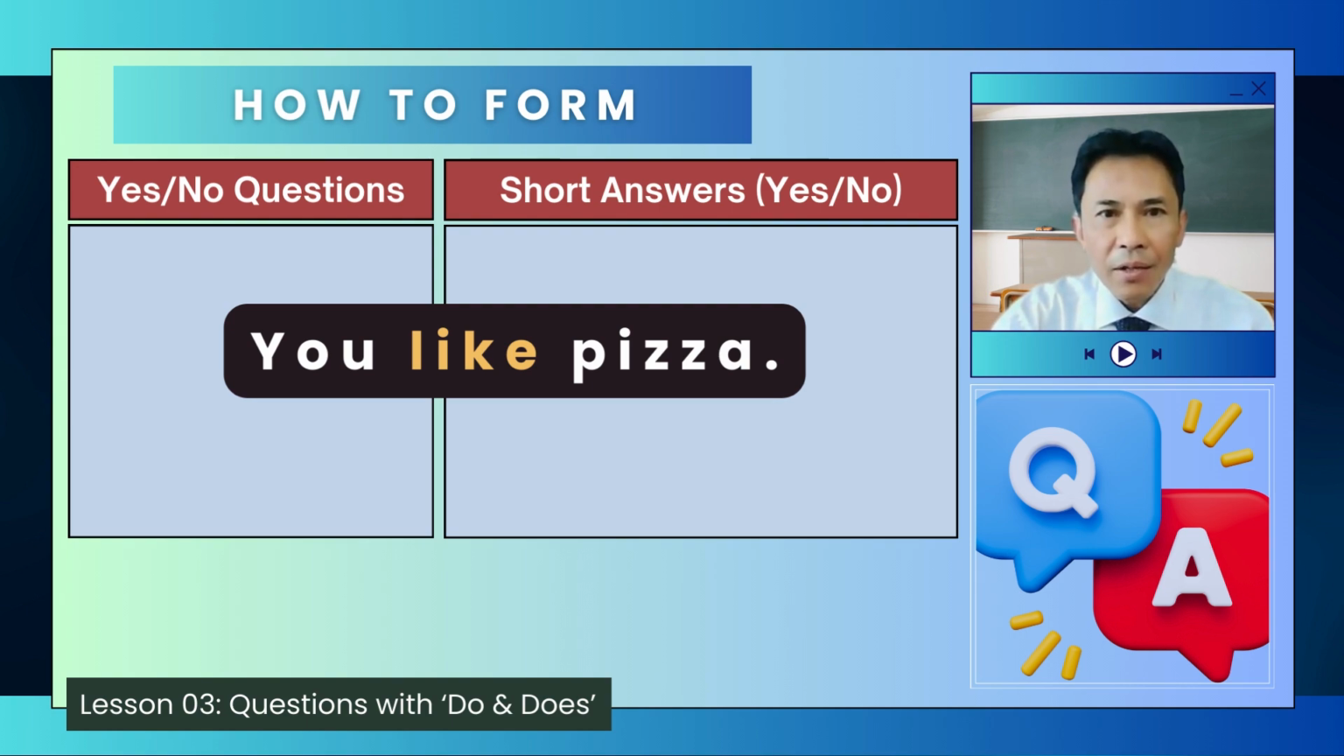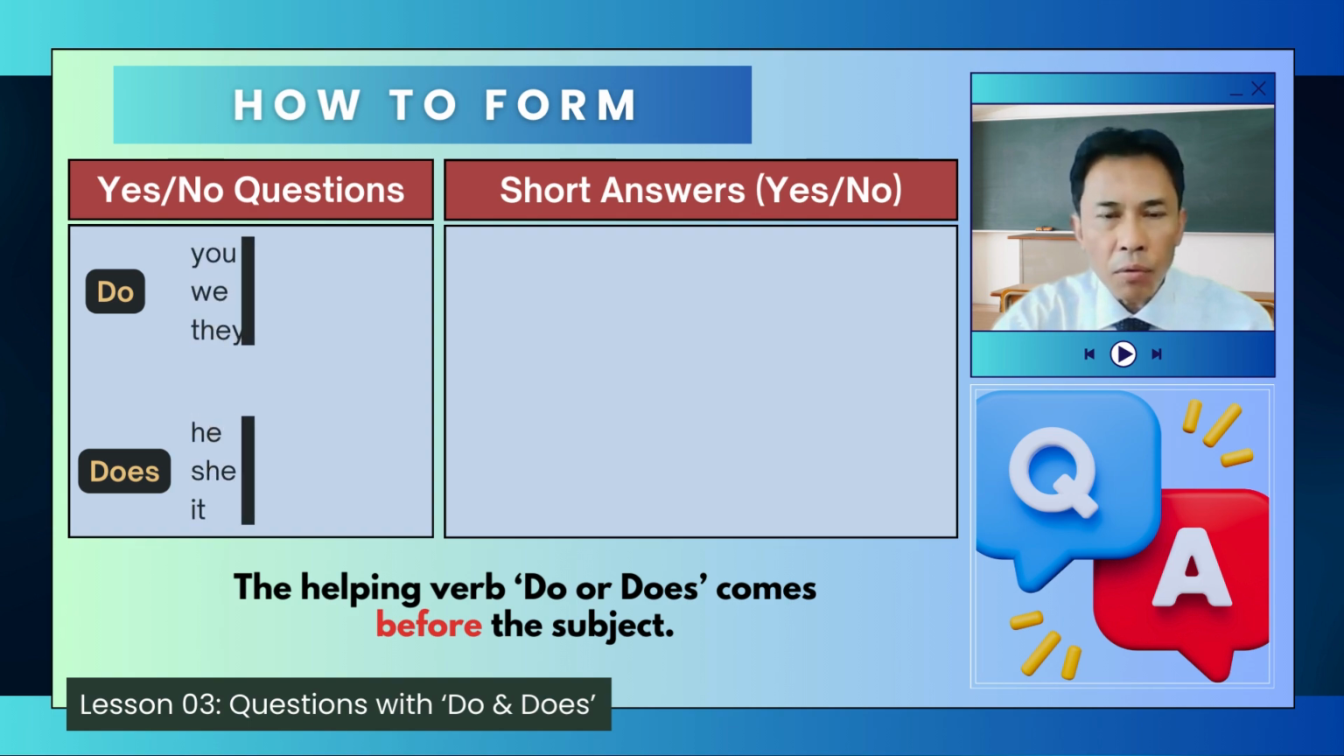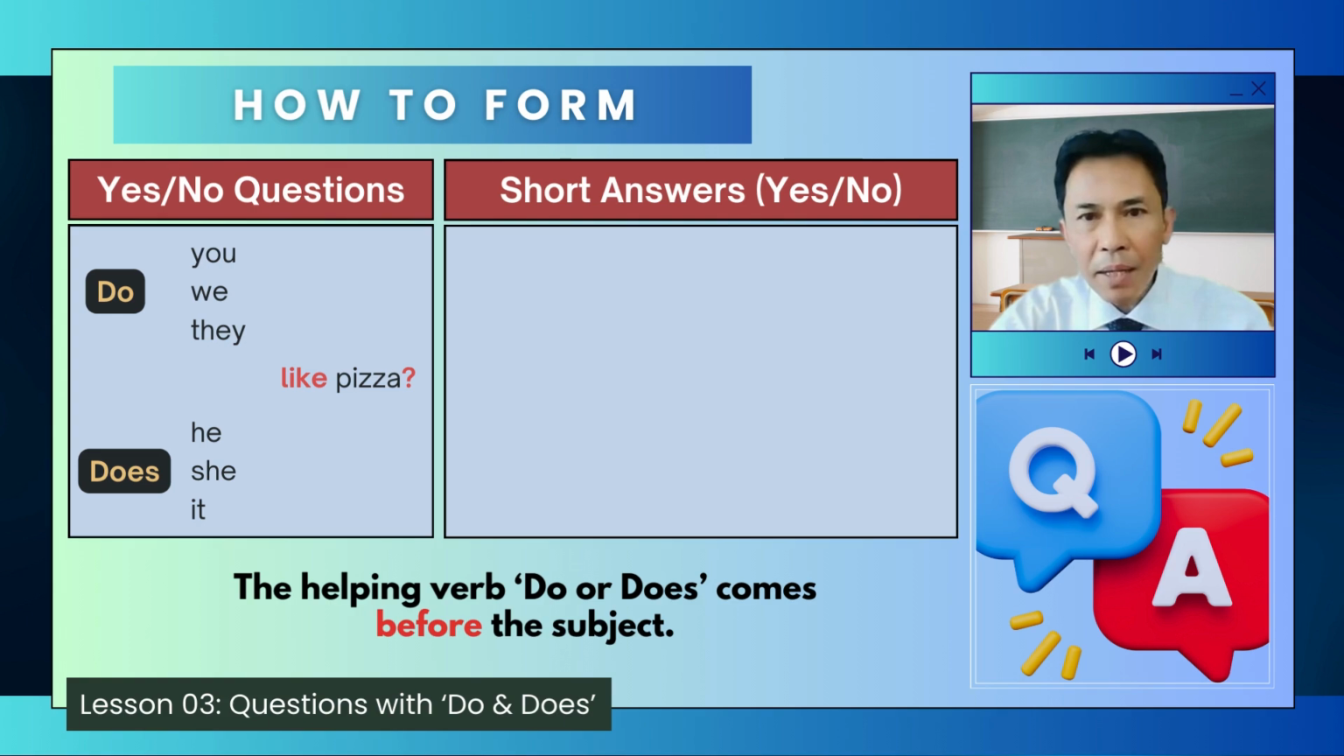This is not a question, it is a positive sentence. You like pizza. So, to change this sentence to a question, we use the helping verb do or does. And this helping verb do or does comes before the subject you, followed by the main verb like. For example, do you like pizza? Do we like pizza? Do they like pizza? And for the third person subject, he, she, it, we use does. For example, does he like pizza? Does she like pizza? Does it like pizza? That's how we form a question with do or does in the simple present tense.